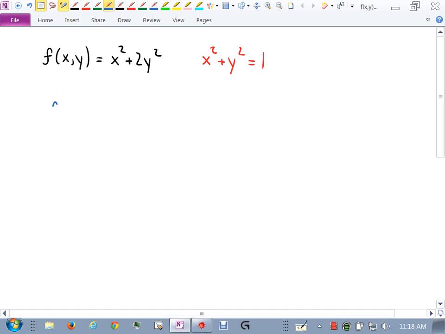My goal in this whole thing is to find x, y, and lambda such that gradient of f equals lambda gradient of g. That's what I need. I need to find the x, y, and lambda that make that true. Once I find that x, y, and lambda, I look at the x, y's where it happens. That's where the max and mins are going to occur, if they exist.